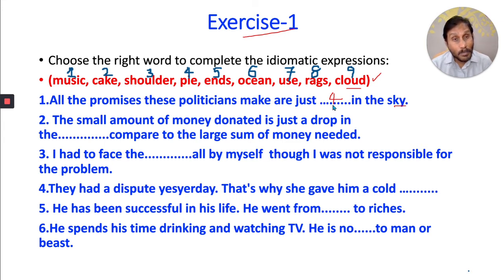Pie, there is also a bird, but a general meaning of pie is something which is extremely pleasant. So all promises the politicians make are just pie in the sky. In the sky, they are very pleasant, but in actual practice, it is very, very difficult to realize. They show heaven in the palm, but after the elections, they will disappear. They make tall promises and they don't get realized.